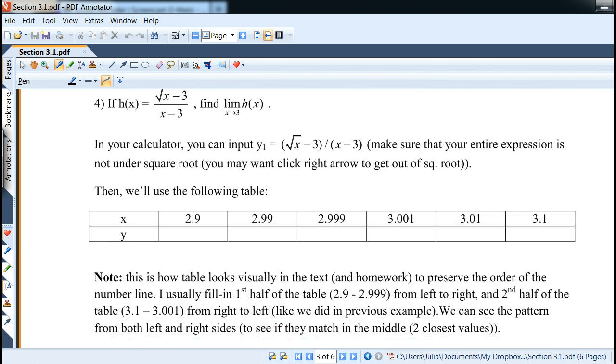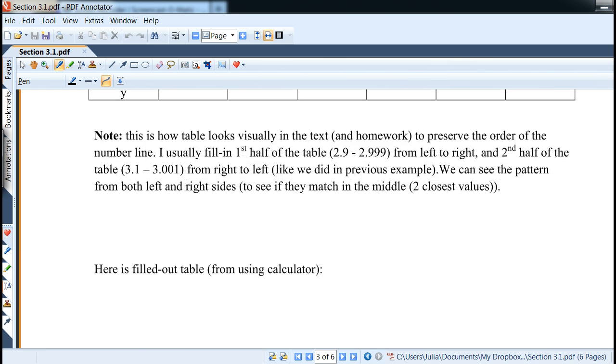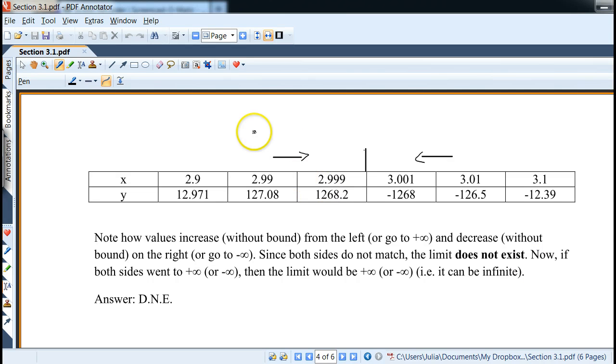Notice how I have it written. The filled out table looks like this. So first I do it from the left, and then I do it from the right. The reason for that is that right in the middle where they meet, you can see if they match.